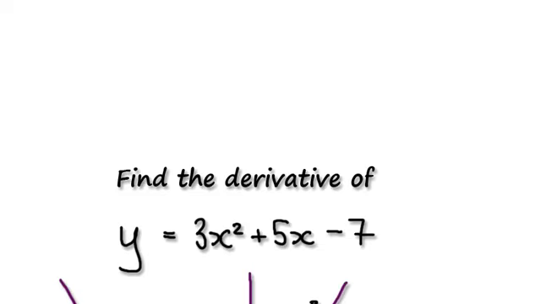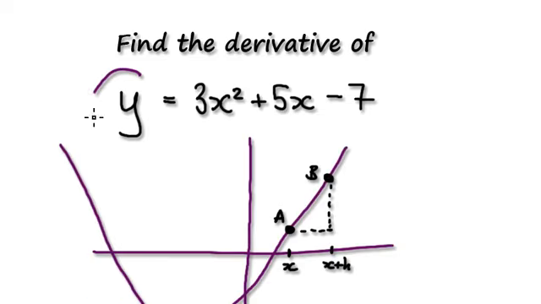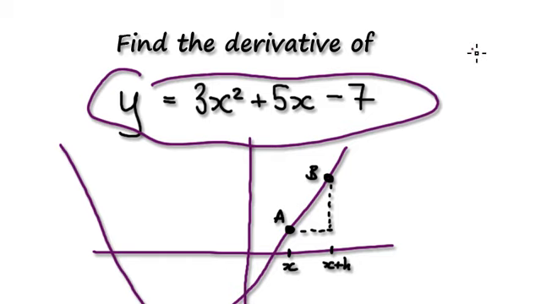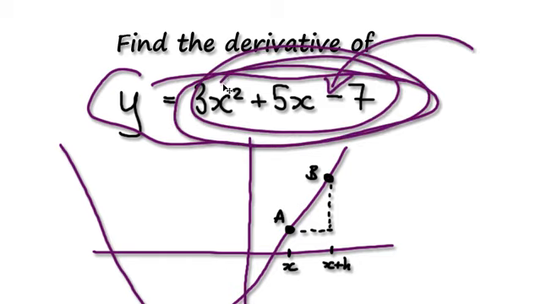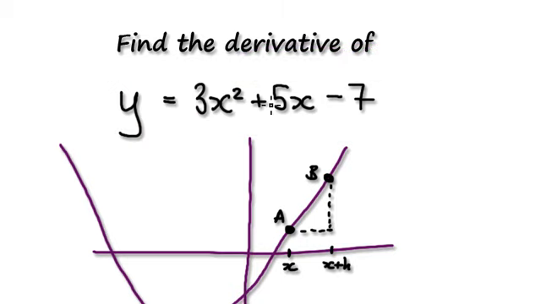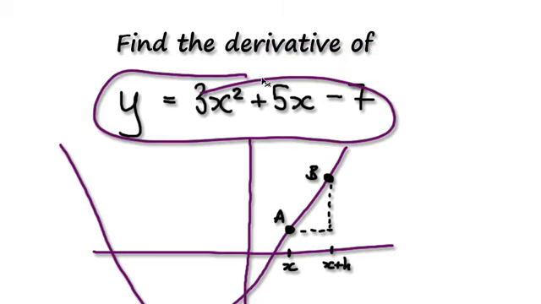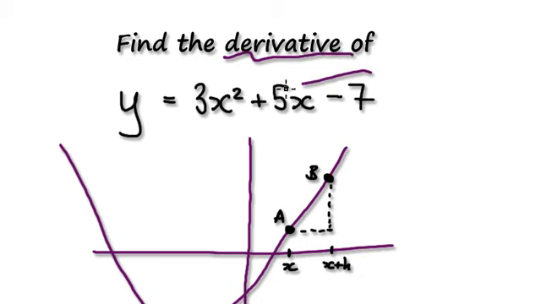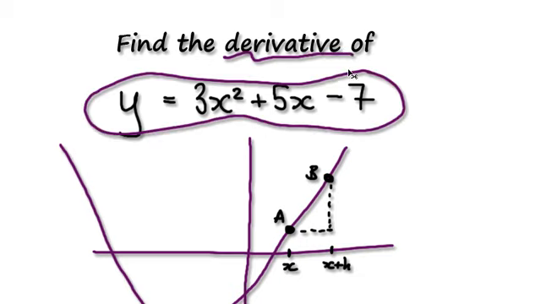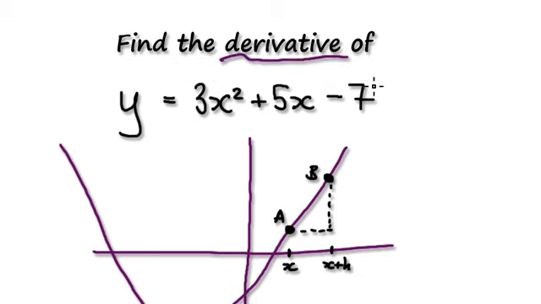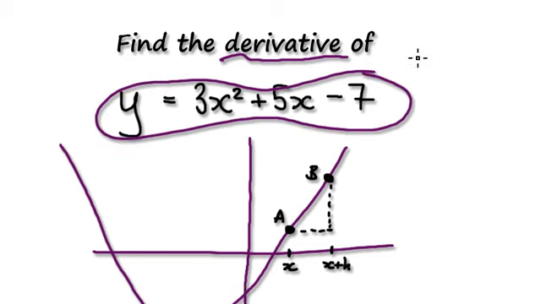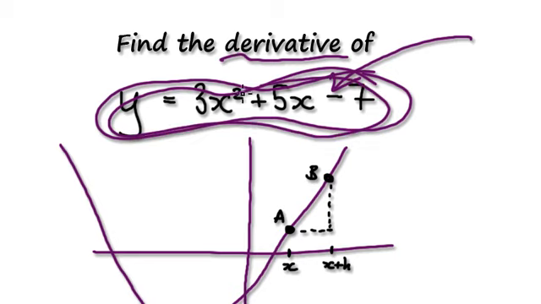In the previous video, I gave you a function like this, and then asked you to find the gradient of this whole thing here. But from now on, we're not going to say find the gradient of blah blah blah. We're going to say find the derivative of blah blah blah. So when you see find the derivative of this thing here, you can pretty much think of it as find the gradient of this whole thing here.